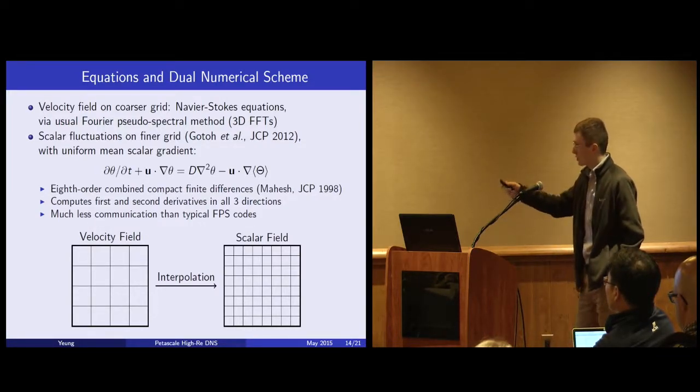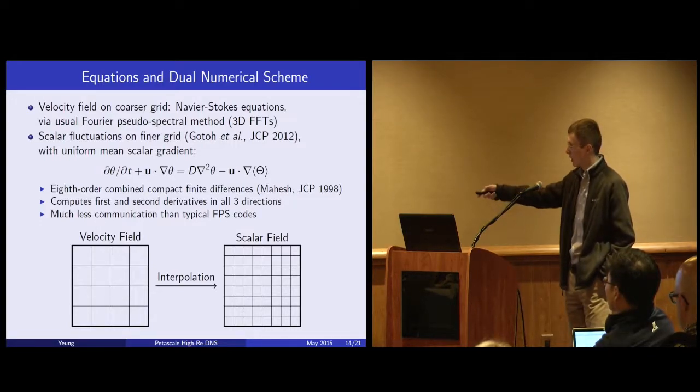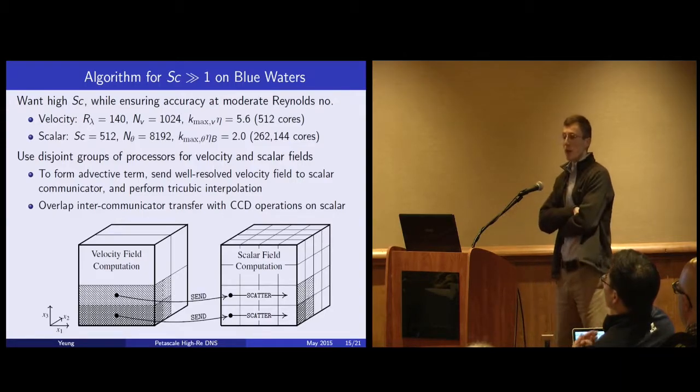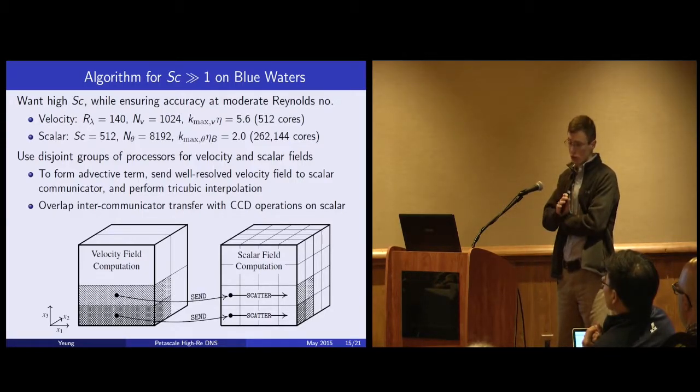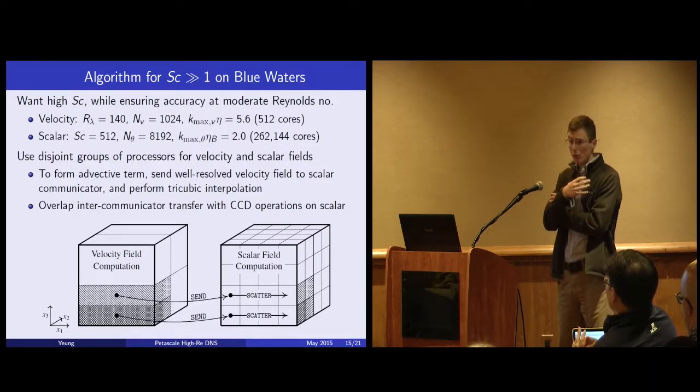I will skip over some details, but the basic idea is illustrated here in 2D, where we simulate the velocity field on a coarse mesh with a Fourier pseudospectral code. The scalar field is simulated on a fine grid, and there is an interpolation of the velocity field to form the advective and mean gradient forcing terms in the passive scalar equation. To build on his work, Professor Goto designed the numerical scheme and the dual grid resolution approach. But we want to extend that and ask, can we also exploit the physics in the parallel implementation of the numerical method?